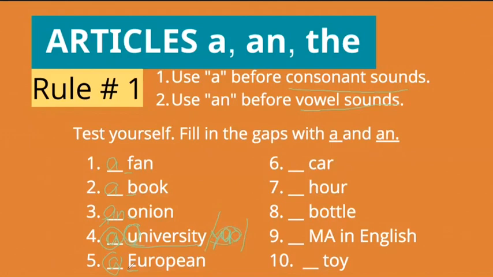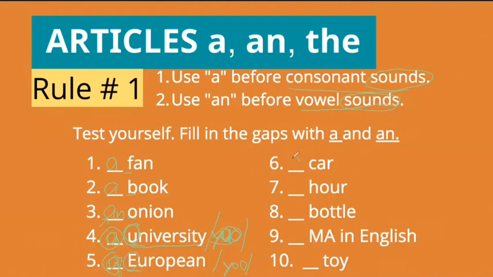Okay, and that goes the same way with European. Even though it starts with letter E, which is a vowel, again, we are concerned about the sound. Is it consonant sound or vowel sound? So in this word, European starts with letter Y, the sound, Yu-ropean. It's not actually an European. So that's why we answered a.